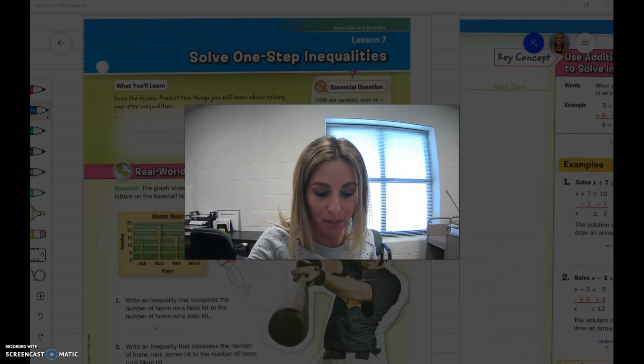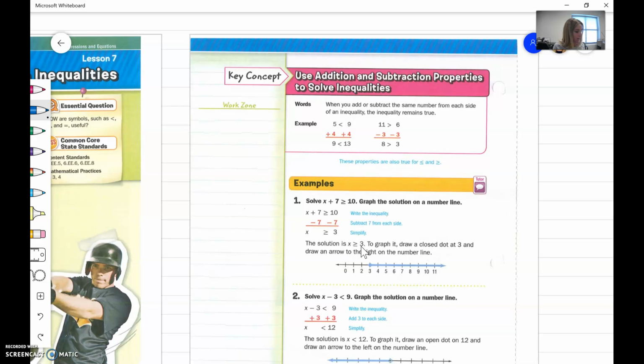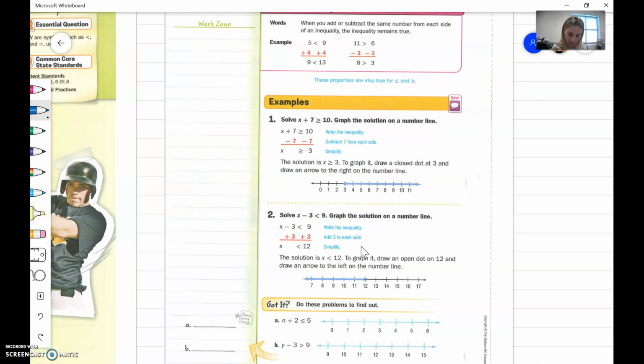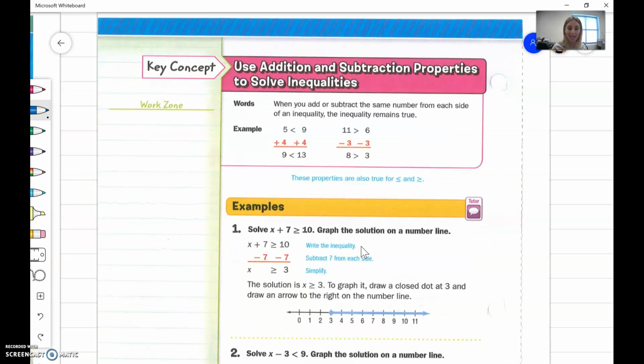I'm going to get myself in the corner here and get started on page 636. Make sure I'm on the right page. There we go. Okay, taking a look at this, we are going to work on addition and subtraction first, and then the next part is going to be multiplication and division. So we're just looking at the addition and subtraction.